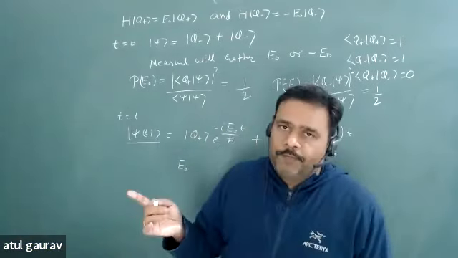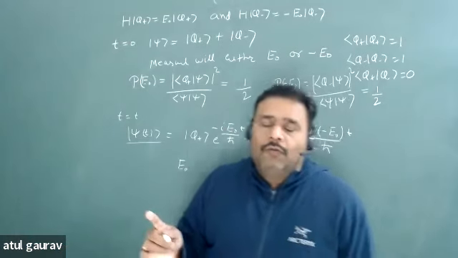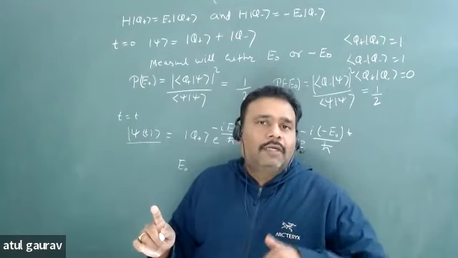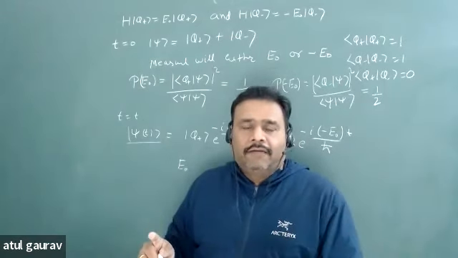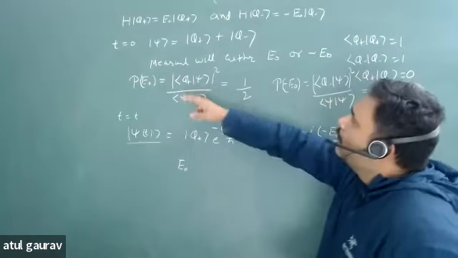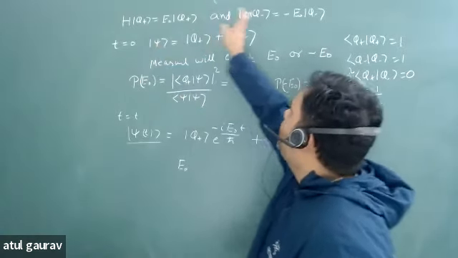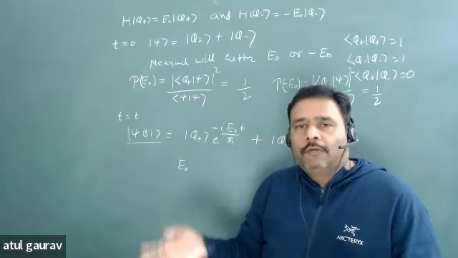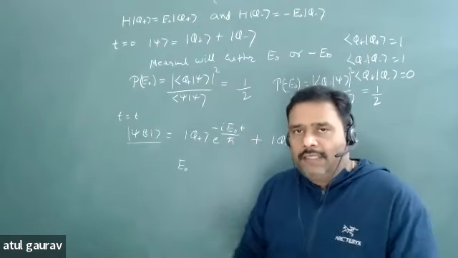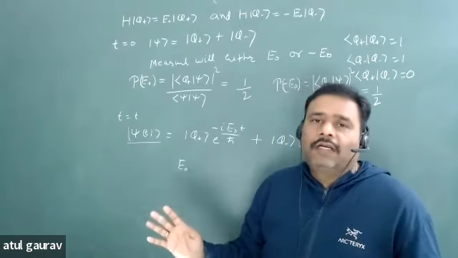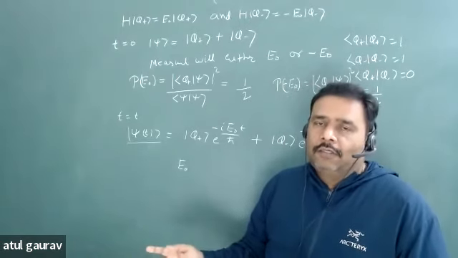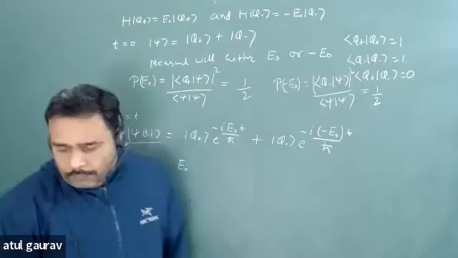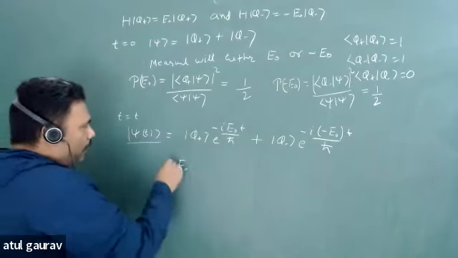What is postulate 2? Postulate 2 is just telling you that when you are going to measure on any state psi, the measurement is an eigenvalue. So what is the eigenvalue here? Look here. The eigenvalues are E naught and minus E naught. So at any time, if you are going to measure the operator on any state psi, you will always get either E naught or minus E naught. So what will be the measurement? The measurement will be E naught.